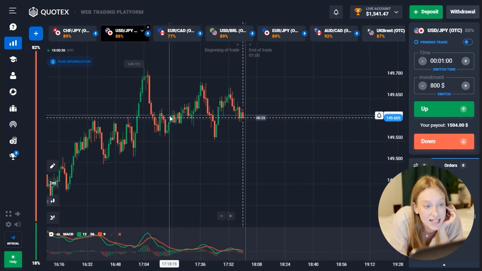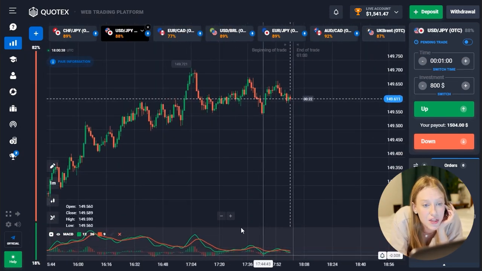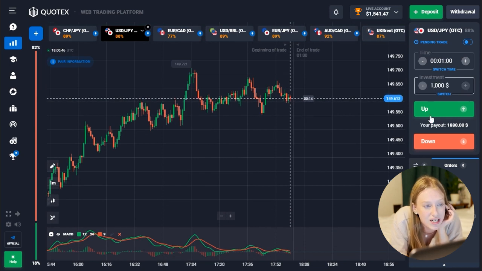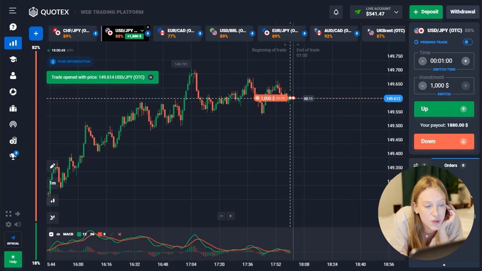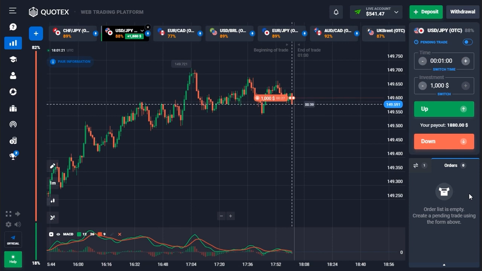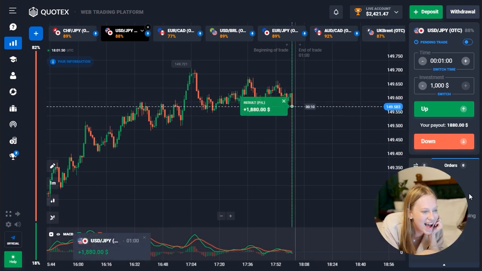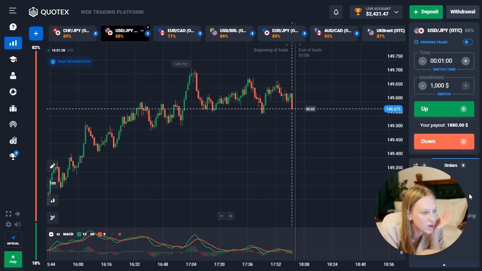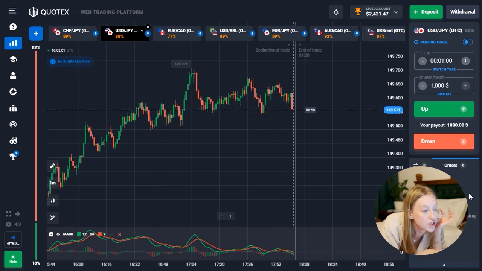Here we can see that the green moving average crosses the red one from top to bottom. We can also see that a red histogram appears. I'm going to open a trade down by $1,000 for 1 minute, and let's wait for our trade. Wow, it's a great result. Now my profit is $1,880. So let's check our deposit. It's $2,421.